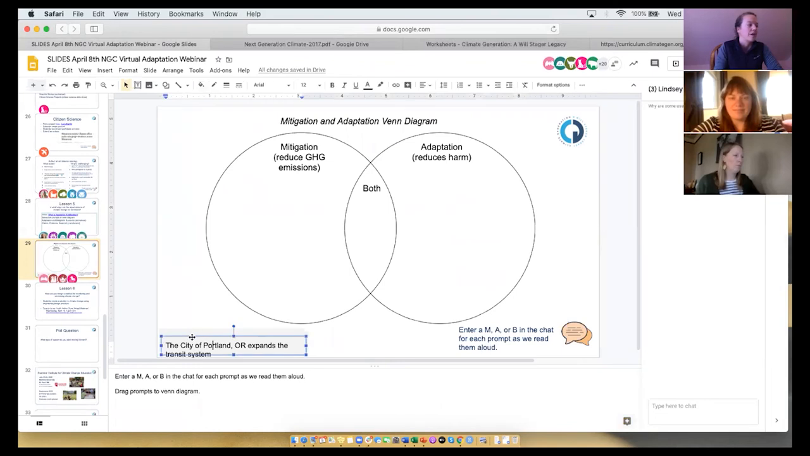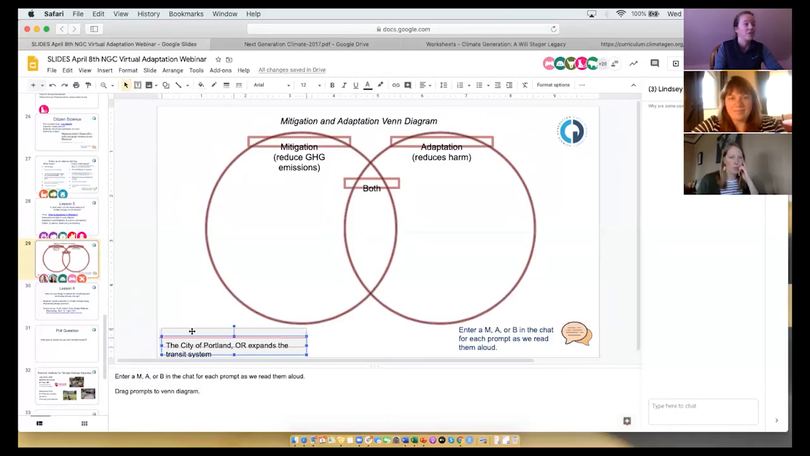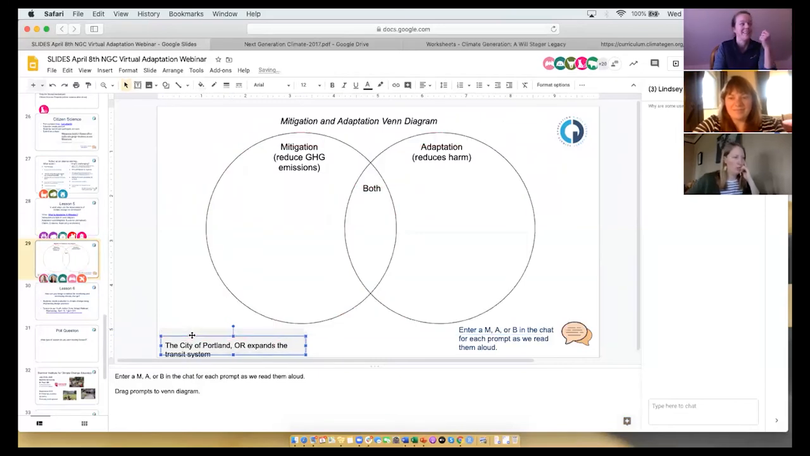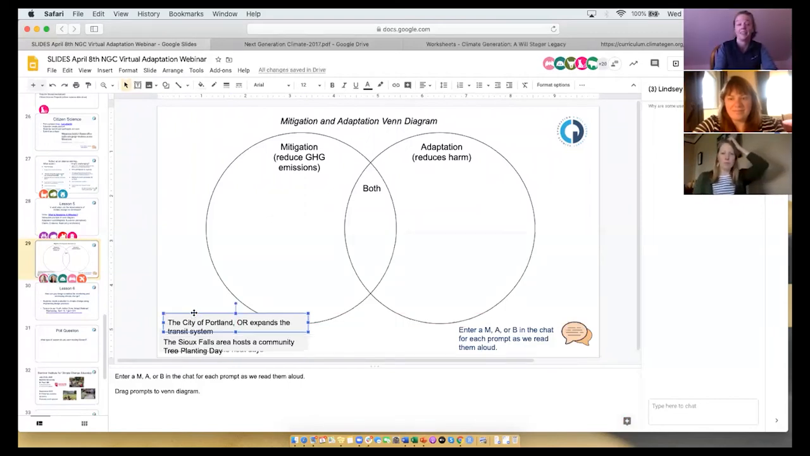And in the left-hand corner, I just have some prompts here. I'll quickly give you a definition of mitigation and adaptation. Mitigation is an act that reduces greenhouse gas emissions, and an adaptation is an act or an event that reduces harm from climate change. And both would be an act that does both of those things. As I read a prompt in the chat, I want you to say, is it a mitigation, is it an adaptation, or is it both? Our first prompt is, the city of Portland, Oregon expands the transit system.